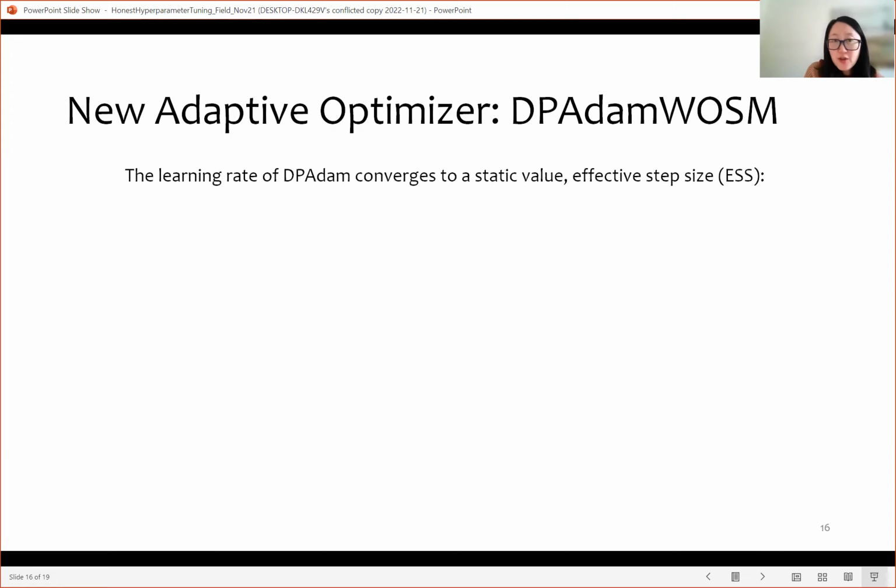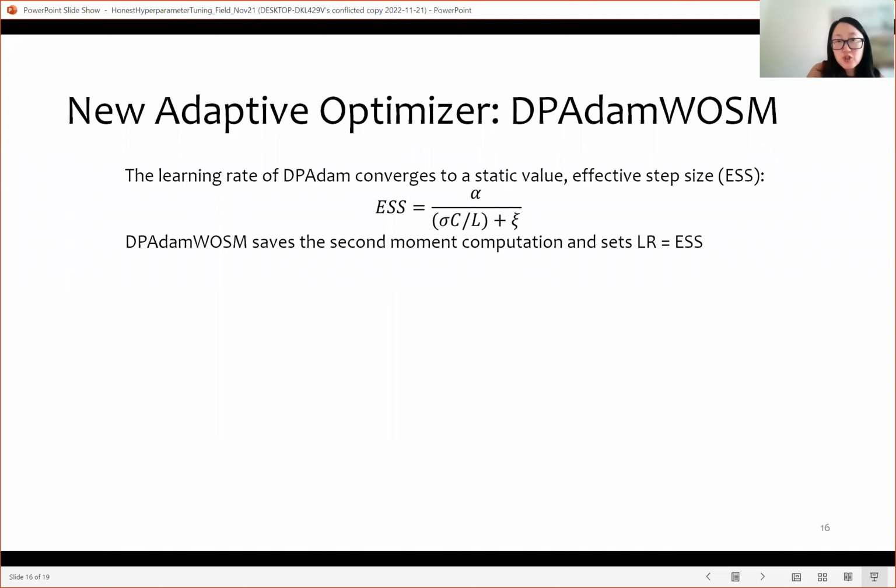This observation is that the learning rate of DPAdam actually can converge to a static value, what we call the effective step size. So we can set this effective step size as the initial learning rate at the first iteration, and this helps us to save the second moment computation of DPAdam.